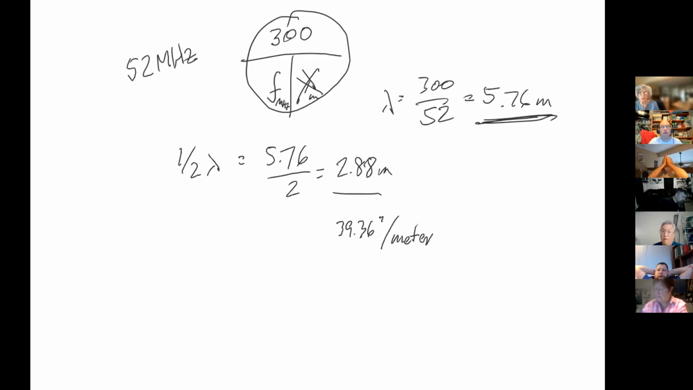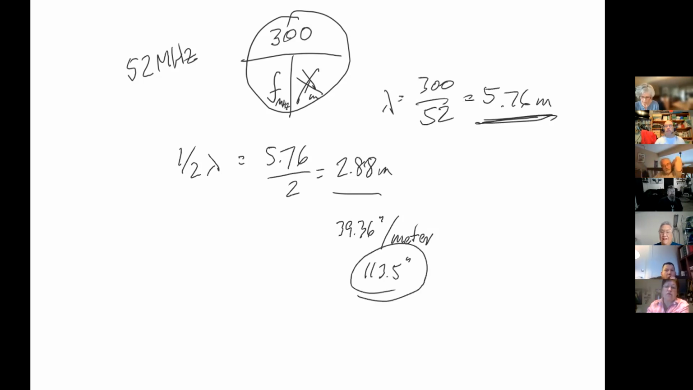Why are you going to inches at all? Because most people in the United States don't have a meter stick. Honestly, that's why. 39.36 inches equals 1 meter. And I get roughly 113.5 inches.